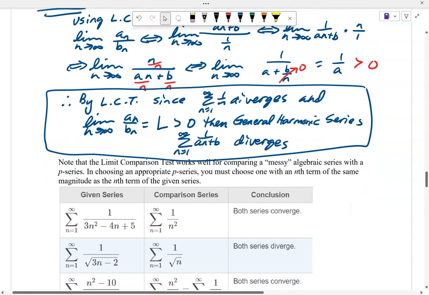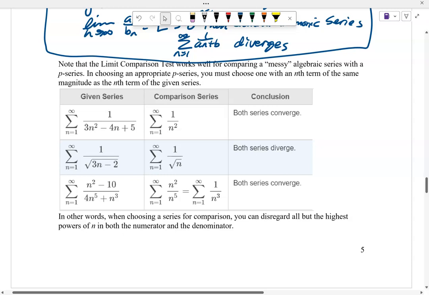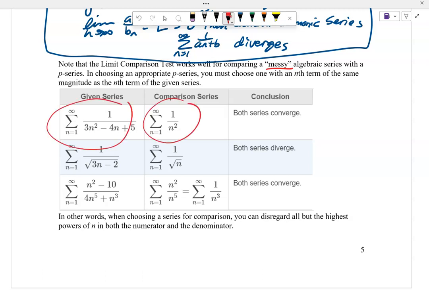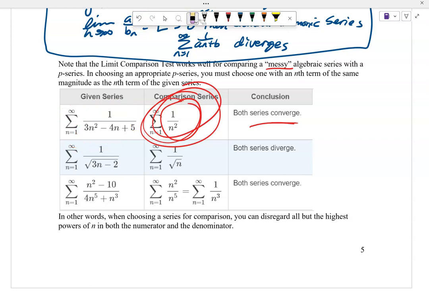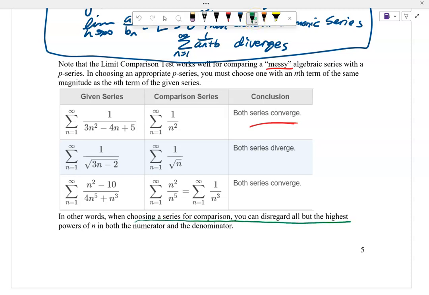Okay. A little commentary here. It's really nice when you're comparing a messy algebraic series with a p-series, right? So here's our given series. You compare it to like a 1 over n squared. You run the limit as n goes to infinity of the original over that. You're going to see they both converge, and that's because this one converges, right? So that's kind of the approach that you have. There's a couple others as well. And so the trick is, when choosing a series for comparison, disregard all but the highest powers of n in both the numerator and denominator. Okay.